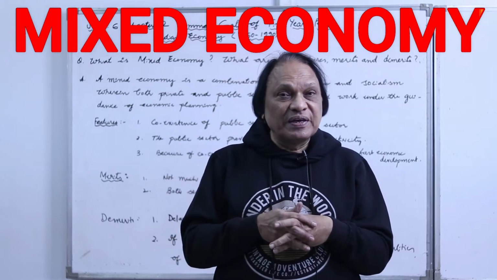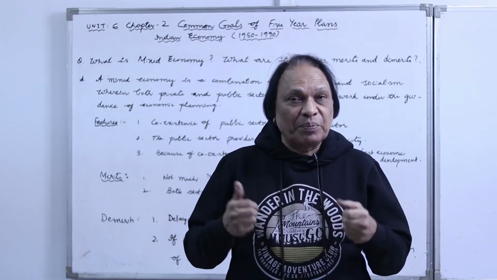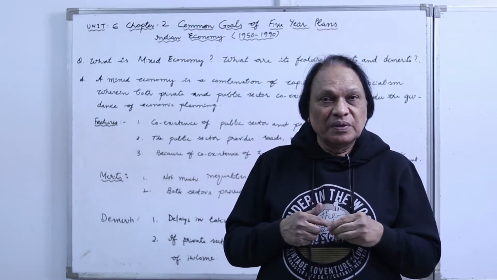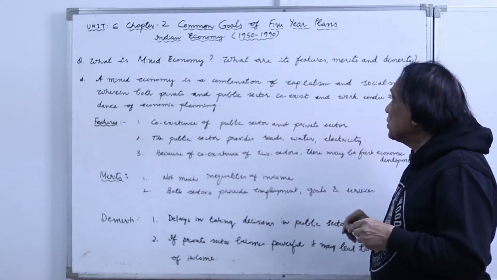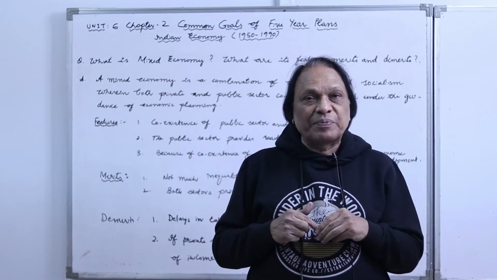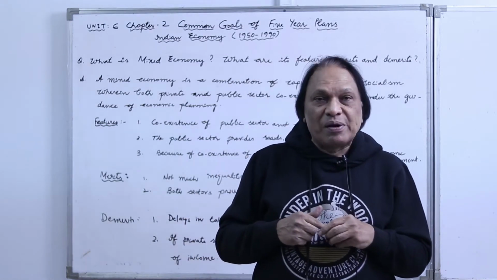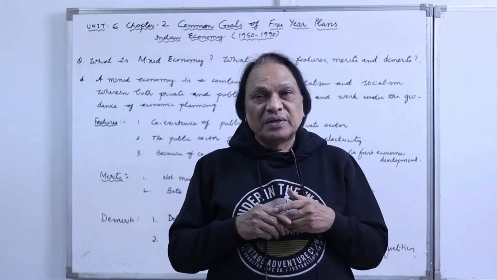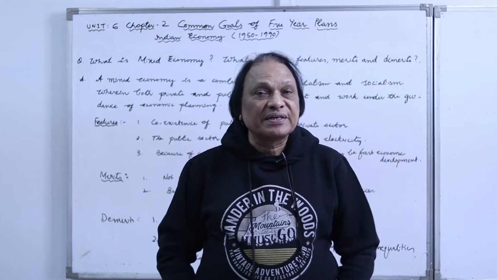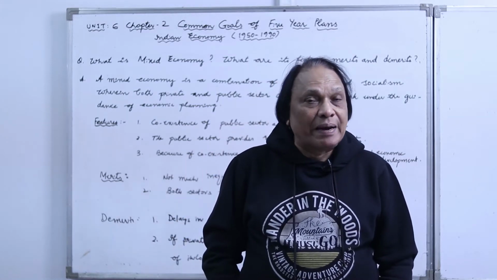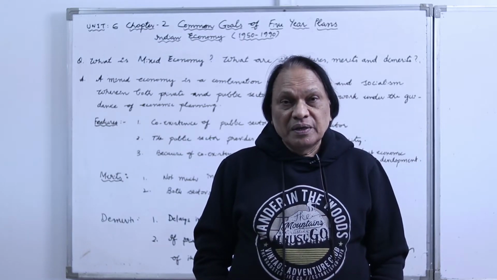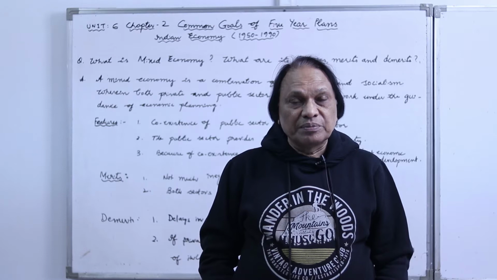We continue with the Indian economic development. We're discussing chapter number 2, Common Goals of 5-Year Plans. Before we go to the common goals of 5-year plans, we should have a sound knowledge about the different economic systems. I have already discussed there are 3 economic systems. One is a capitalist economy, one is a socialist economy, and the last one is a mixed economy.